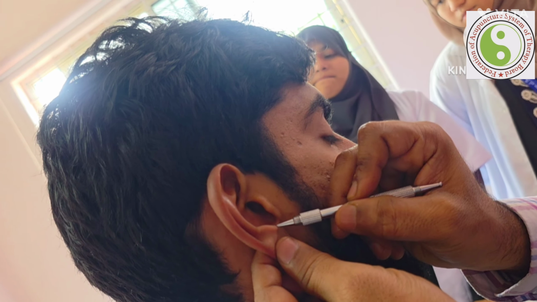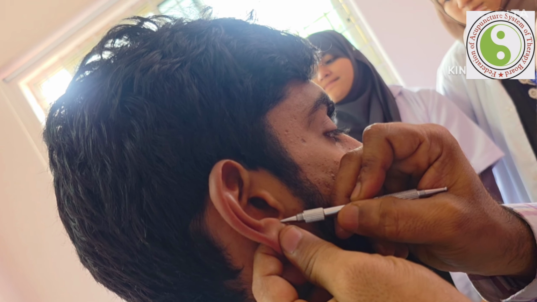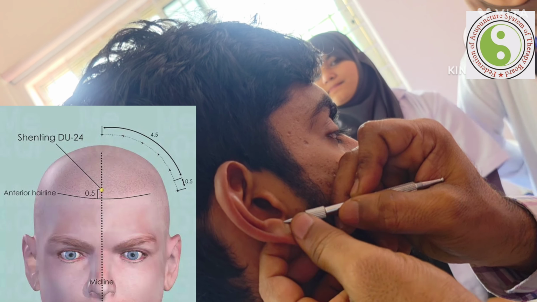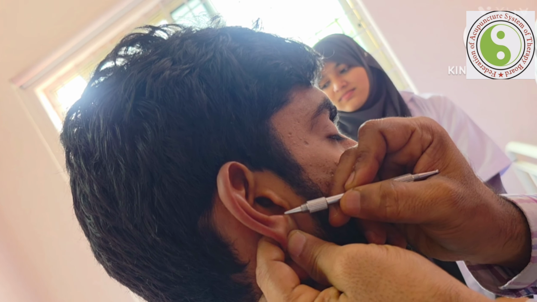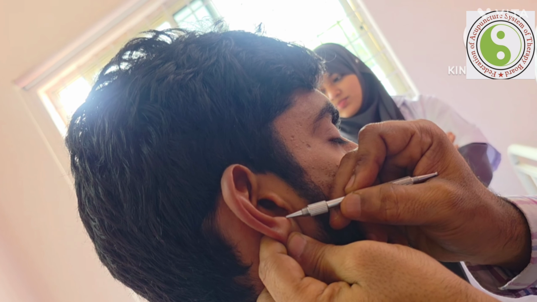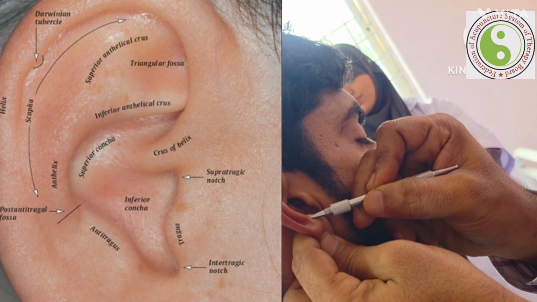So this is the frontal head. Shangxing, this is DU24. Good. So now you can see from here is the frontal head. This is the parietal. This is the vertex of the head region. This is the occipital region.